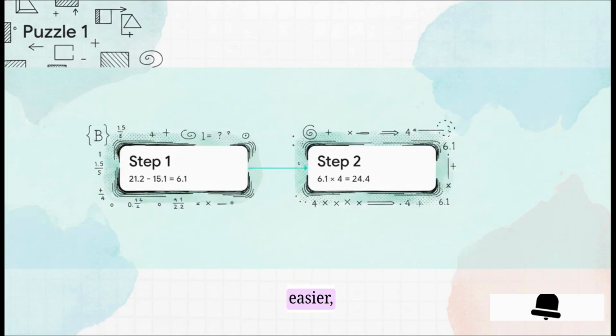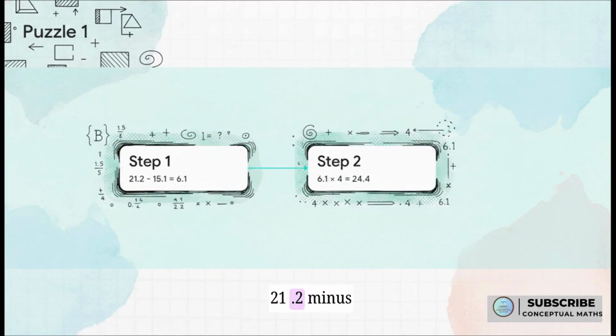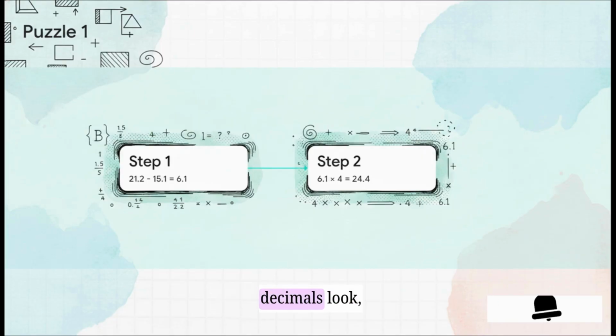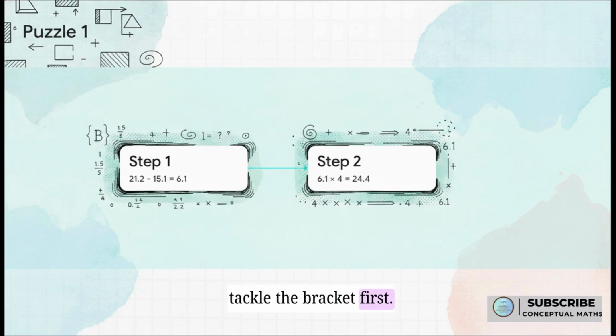Honestly, to make this way easier, let's just turn those fractions into decimals. So it becomes bracket 21.2 minus 15.1, close bracket, times 4. Now, no matter how intimidating decimals look, remember the B in BODMAS. We tackle the bracket first.